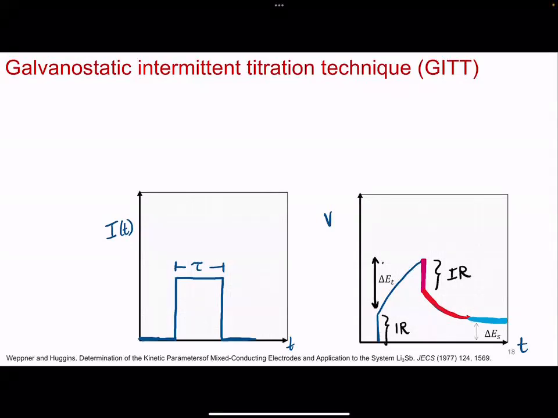Measuring, or at least calculating, the diffusion coefficient of a material based on impedance spectroscopy. And now we'll look at another technique to better understand properties of a material. So this intermittent titration technique is exactly what you think it is.